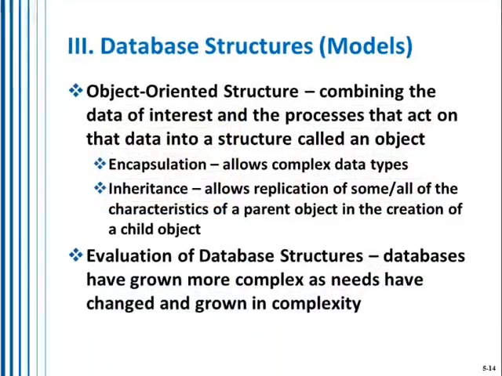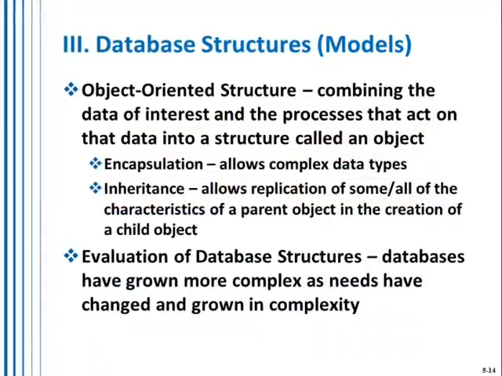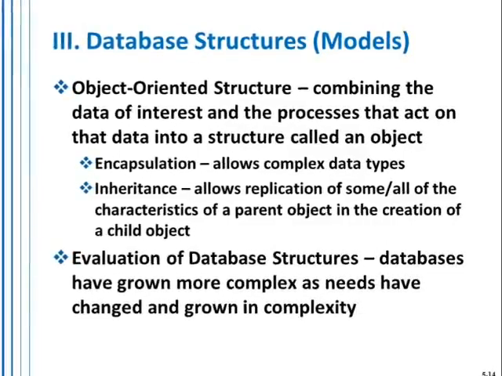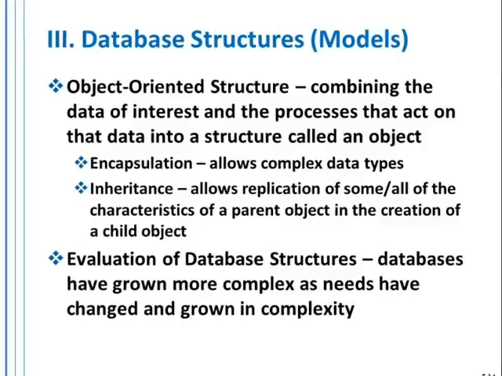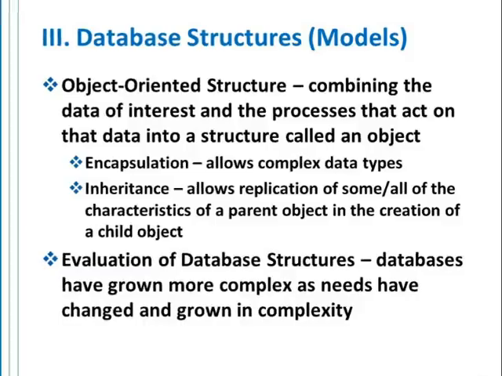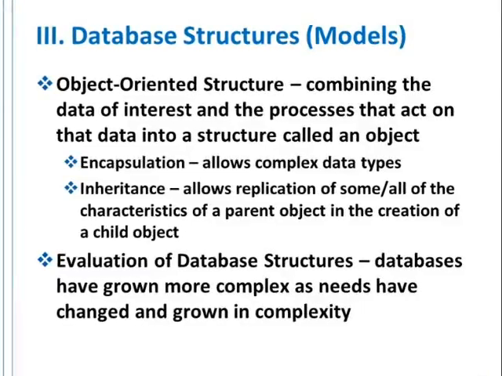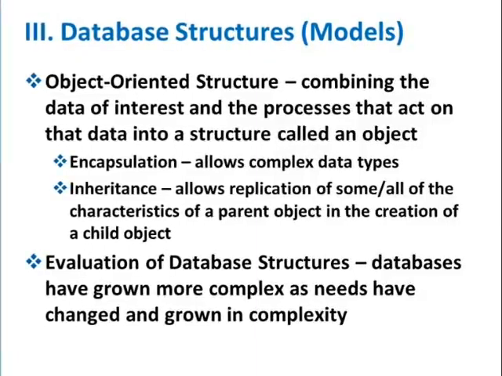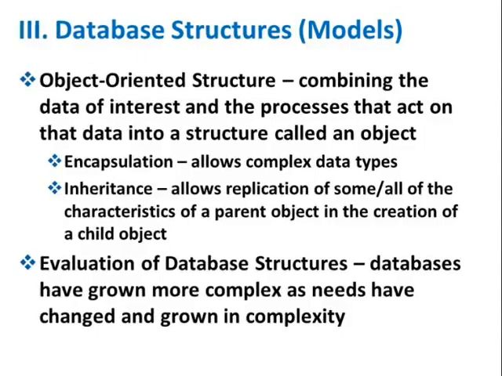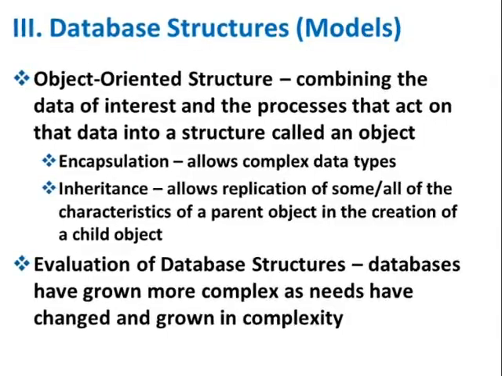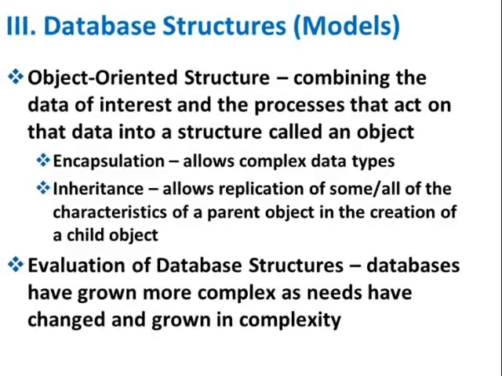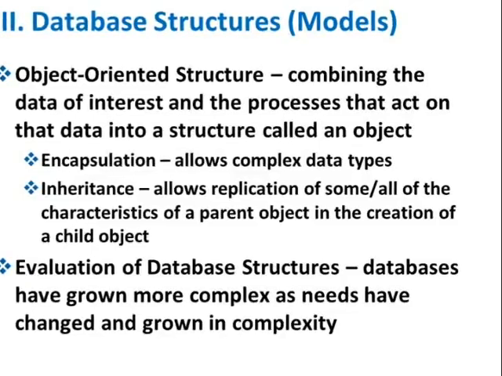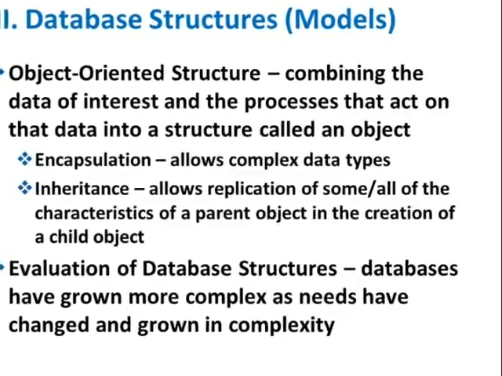There's also an object-oriented structure, which is used a lot for web page development. It combines the data of interest and processes that act on data into a structure called an object. The object then has several characteristics to it. One is called encapsulation, which allows complex data types to be performed within an object. The second is called inheritance, which allows replication of some or all of the characteristics of a parent object into the creation of a child object. This is very powerful for database programmers who are displaying the information on web pages.